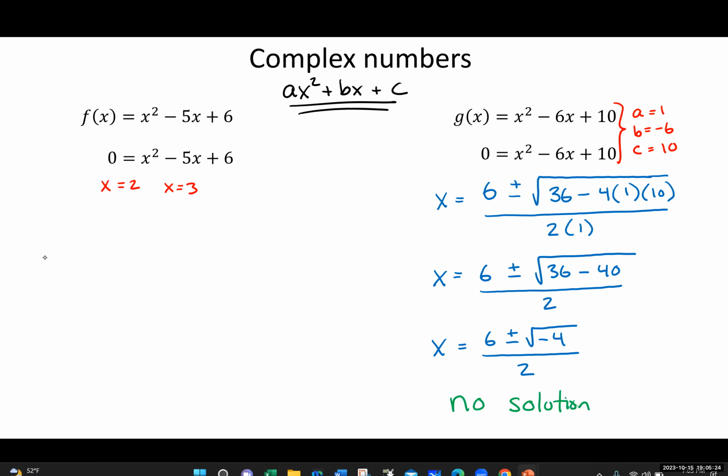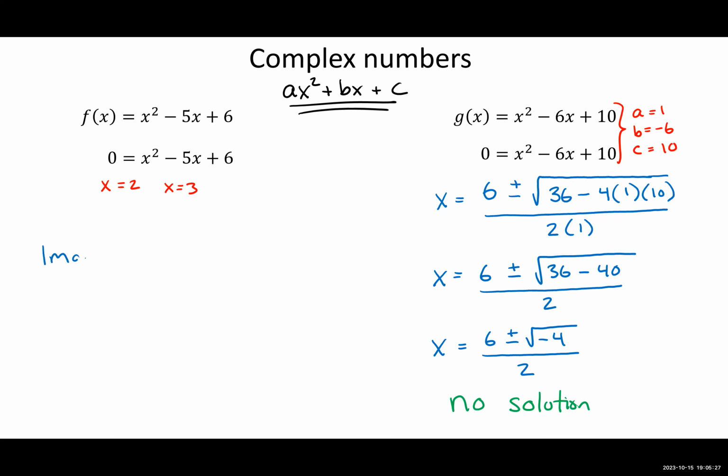We'll call the imaginary number I, for imaginary. And I is going to equal something that up until this point we've been saying doesn't exist. I is equal to the square root of -1. Okay, this is important. This is something we're going to be using quite a bit moving forward.